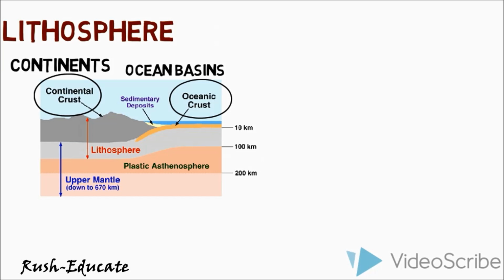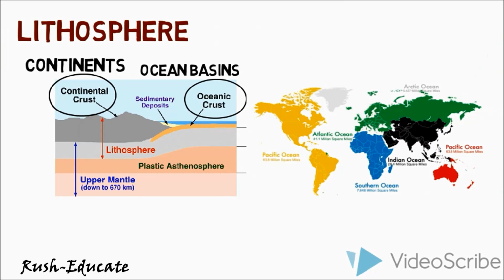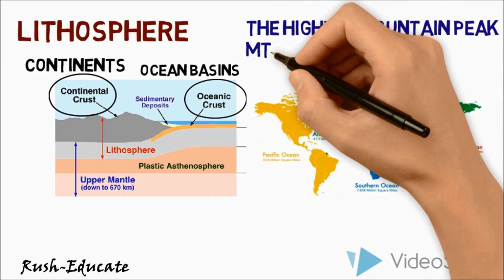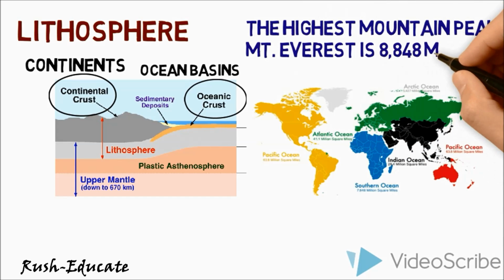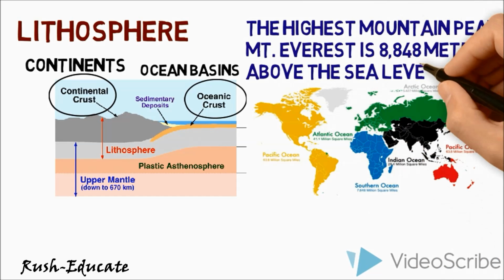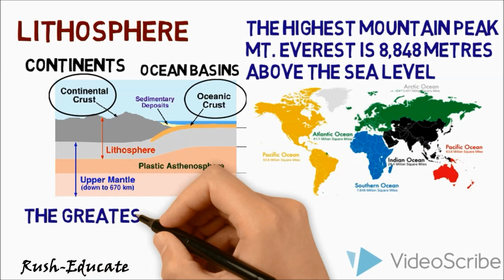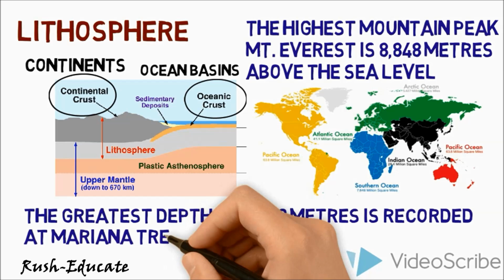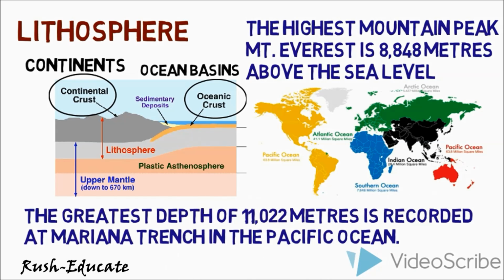The level of seawater remains the same everywhere. Elevation of land is measured from the level of the sea, which is taken as zero. The highest mountain peak, Mount Everest, is 8,848 meters above sea level. The greatest depth of 11,022 meters is recorded at the Mariana Trench in the Pacific Ocean.